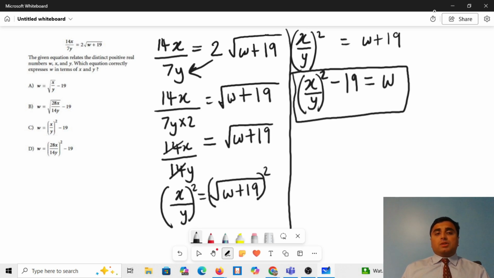Cool. So now we look at all these options, and we find that this option C right here is the correct answer. So let's select this option.